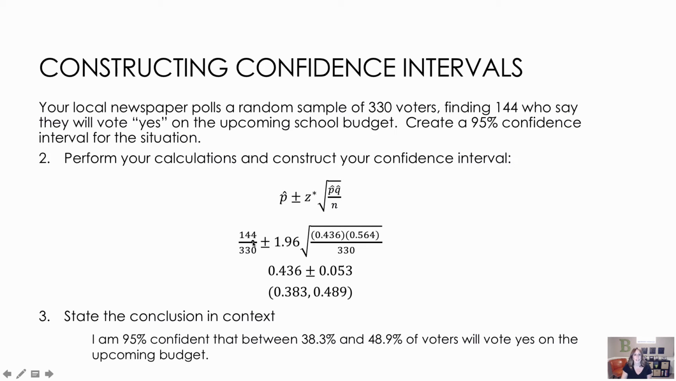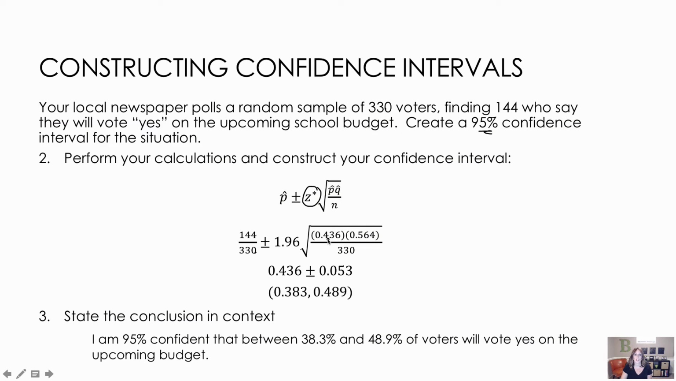So the p hat is what I would get when I take 144 divided by 330. My Z star is found because it's a 95% confidence interval using technology. Here is the 0.436. Now, where did that come from? That's because when I took this value divided by this value, I got 0.436. Don't round this off to 2 places. Go to 3 or 4 places just to be safe.